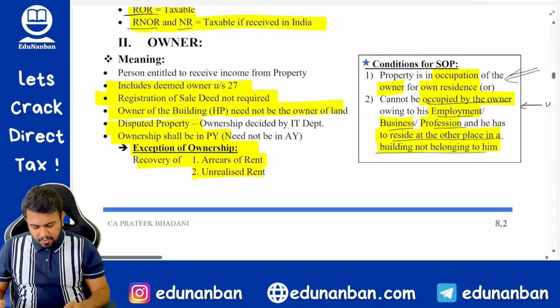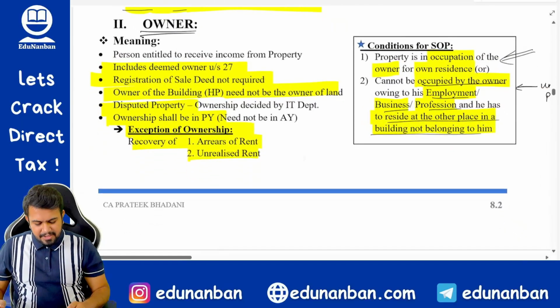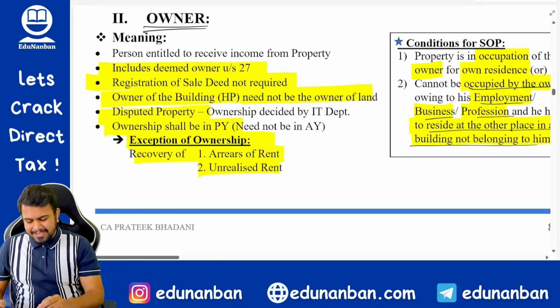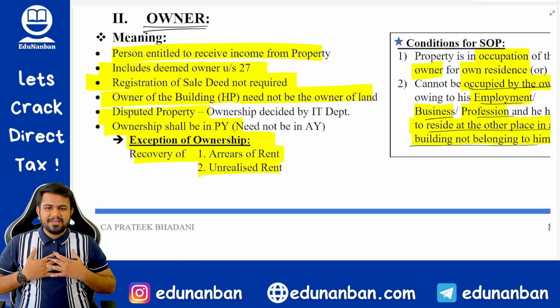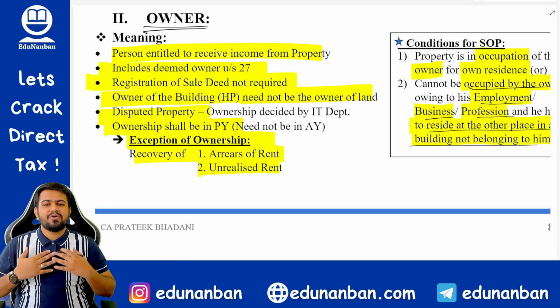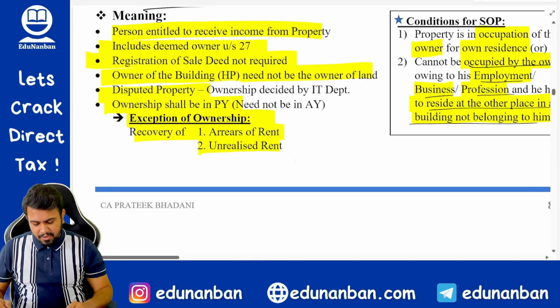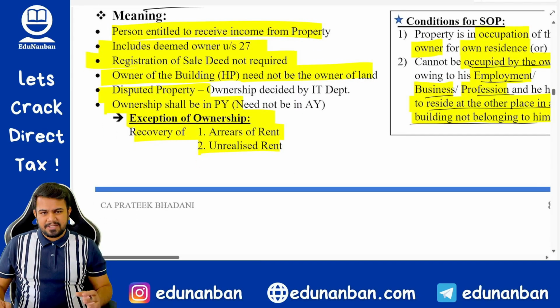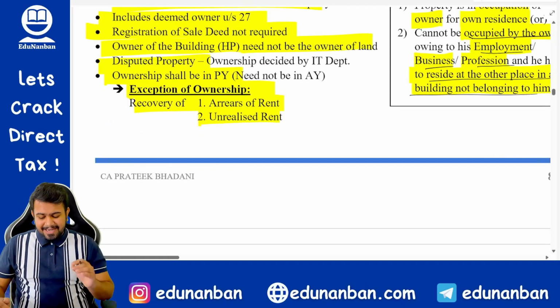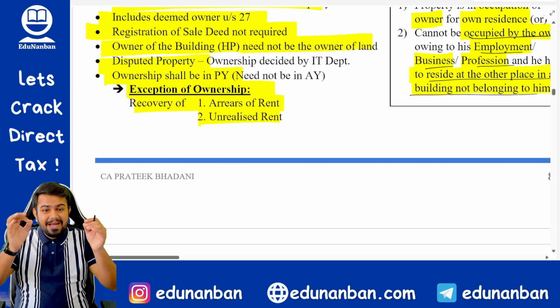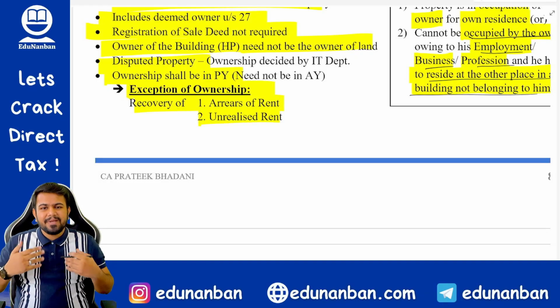Now, owner. Sir, who is the owner? The owner is the person who is entitled to receive the income from the property. So if I have the right to receive the income, then I only will be considered as owner. Number 2, it includes the deemed owner under Section 27, which we are going to discuss in some time. Next, registration of the sale deed is not compulsory. It is not necessary that a sale deed should be there for me to be considered as owner.